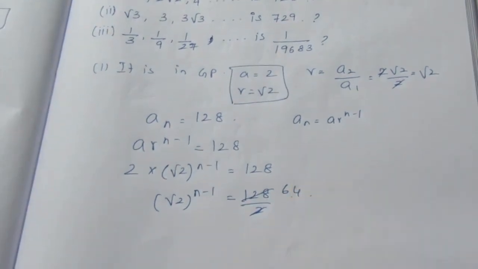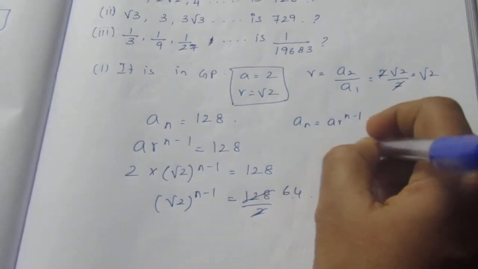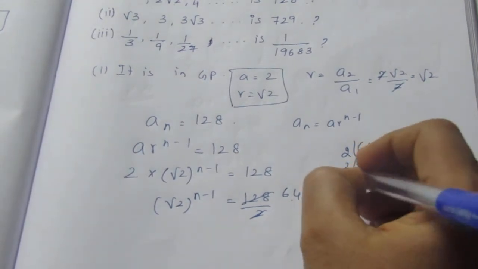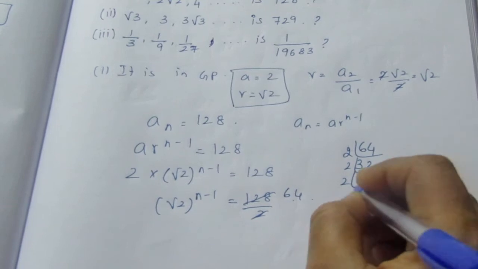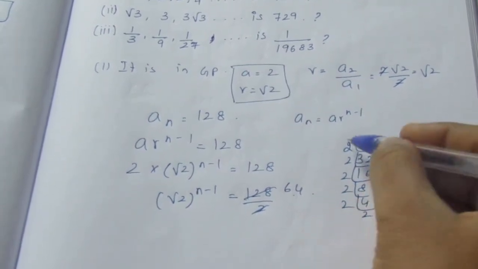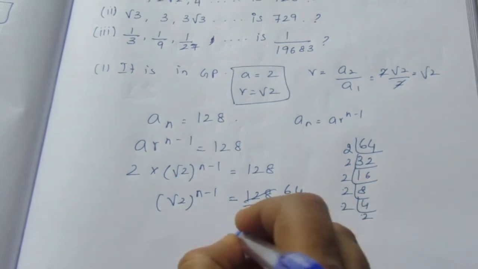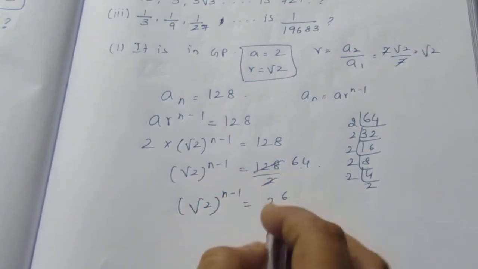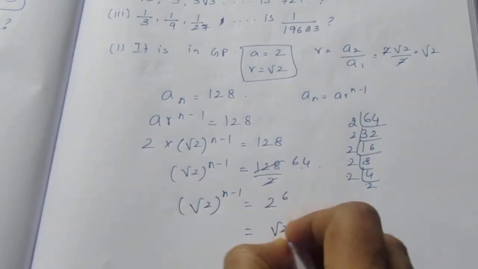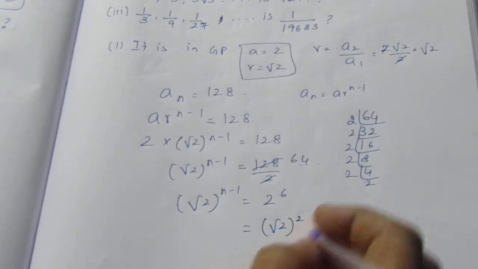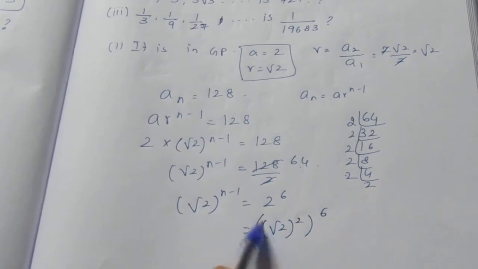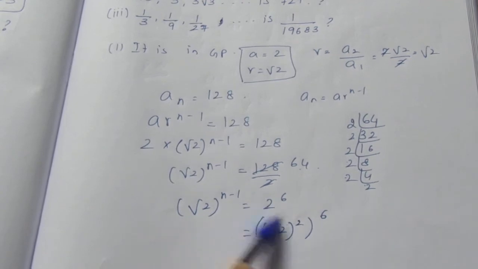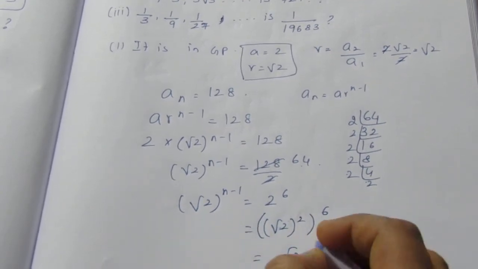So do prime factorization for 64. One, two, three, four, five, 6. Here we know it is 2 power 6, but here we want root 2. I can write the 2 to be root 2 square. Root 2 square is 2. The whole power we have 6 here. Instead of 2, I am writing it to be root 2 square, because root 2 into root 2 will become 2. So root 2 power 12.